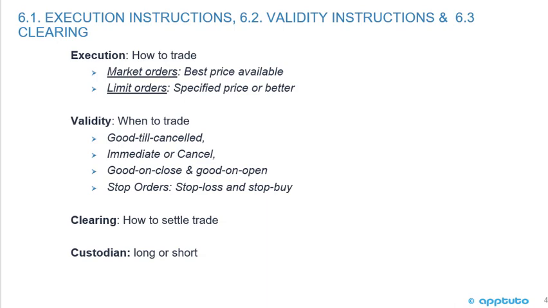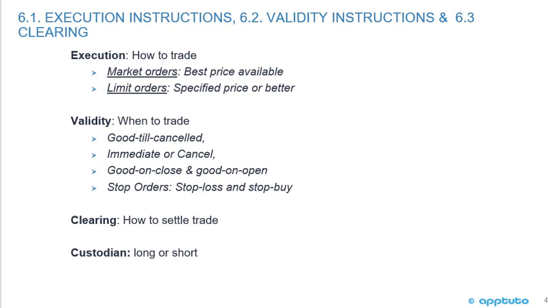When we're looking at validity, we're looking at orders that are good till canceled, immediate or cancel, good on close, good on open, and that also looks at the stop orders, the stop loss and the stop buy. It's important to understand what a stop loss is. Stop loss: I own shares. Let's say I bought shares at $100 and I want to limit my losses. So I'll put in a stop loss at 95. And what that means is that when one board lot trades at 95, my order becomes a market order.